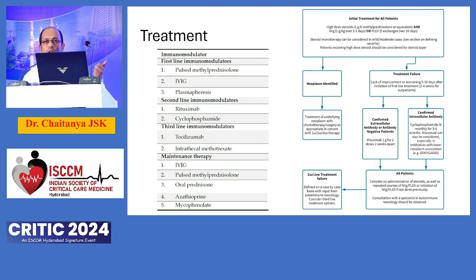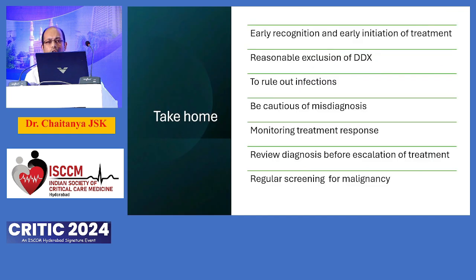Always when we are escalating onto the second level of treatment, always review your diagnosis. Second line of treatment includes rituximab, sometimes cyclophosphamide alone, or if it is paraneoplastic, both together. I think that is the time when further escalation should require a specialist autoimmune neurologist's opinion. Newer drugs like tocilizumab, intrathecal methotrexate, or sometimes even inebilizumab, so many monoclonal antibodies are coming up. These acute treatments should also be followed by maintenance therapies, which could be a monthly IVIG or maintenance dose of steroids. So take home points: early recognition and early initiation of treatment is crucial.